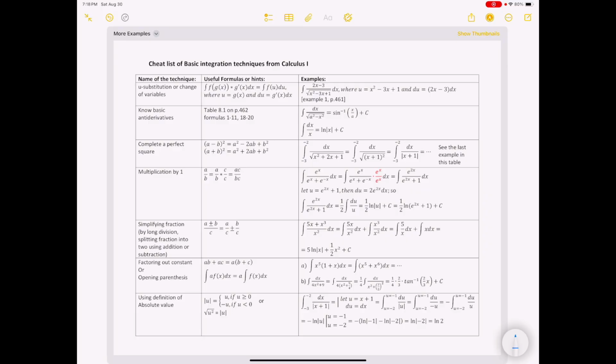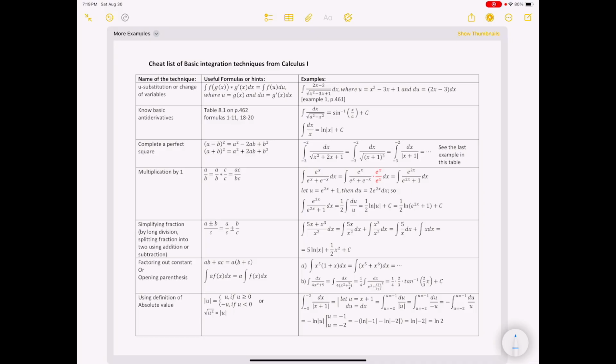In this video so far, we looked at two things: knowing basic antiderivatives, which we did in examples 1 and 2. We also did U-substitution. The other techniques that are related to algebraic manipulation are completing a perfect square, multiplication by 1, simplifying a fraction either by doing long division or just separating it by using subtraction or addition into 2 or more fractions, factoring out constants or opening parentheses whenever needed, or using the definition of absolute values.